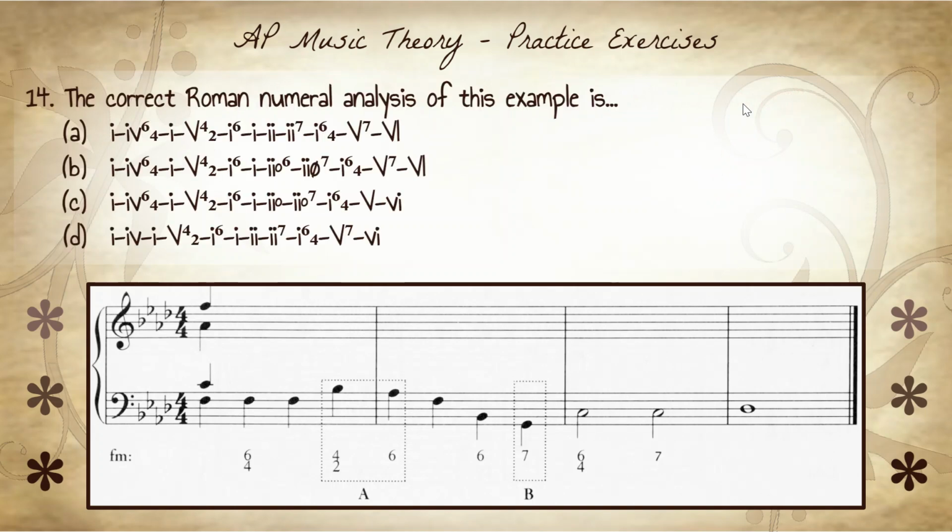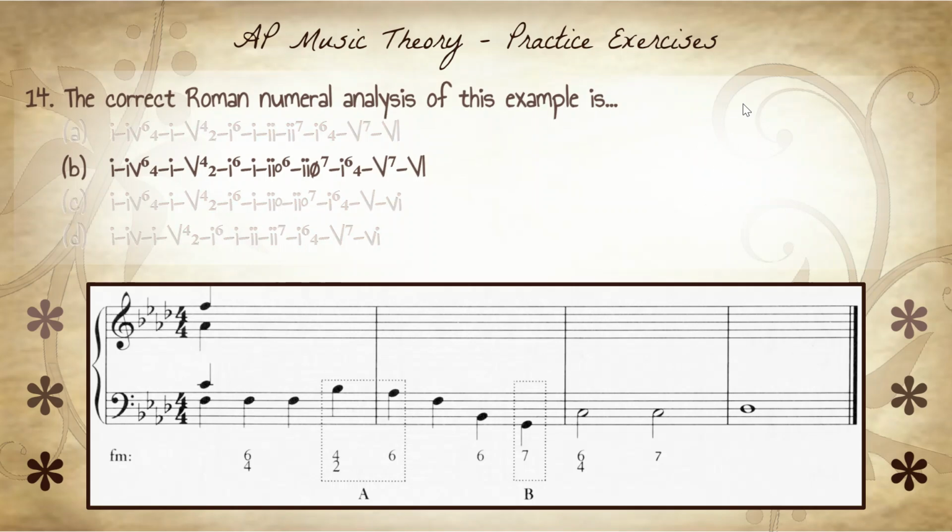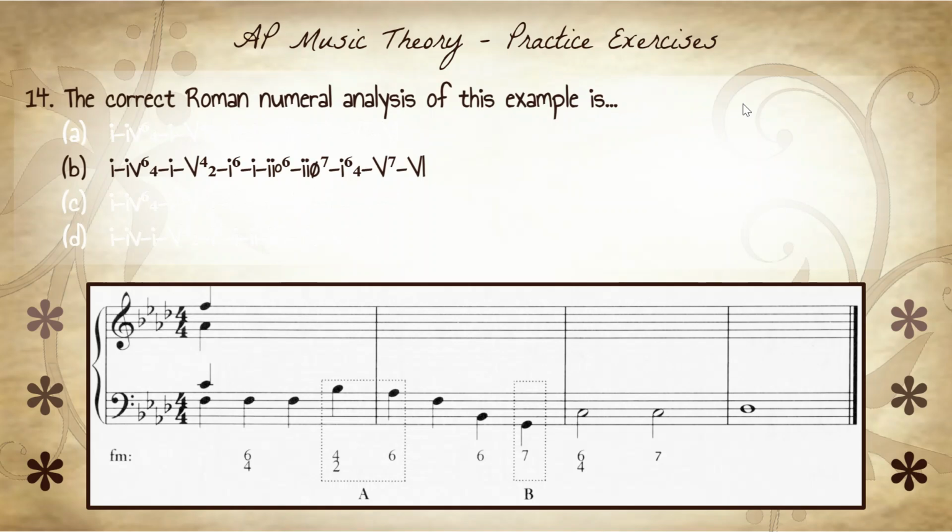Question 14. The correct Roman numeral analysis for this example is, I'm not going to read this out loud, but you can see them written here. Is it A, B, C, or D? The correct answer is B. This is the Roman numeral chord analysis for this example.